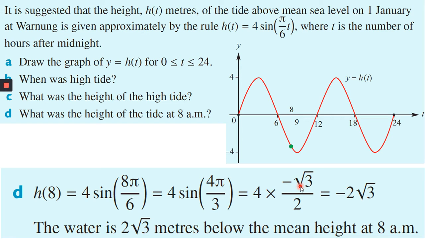So if you do it in the first quadrant, I think it's going to be positive, but of course, because it's in the second quadrant, we ended up with a negative there. So 4, we can see it down there. There you go. So root 3 on 2, 4 times root 3 on 2, 4 over 2 is 2, so it's -2 root 3. So the water is 2 root 3 meters below the mean height at 8 a.m. So it's roughly, I just did it on my calculator, 3.46. That's believable, isn't it? So I'm assuming I've got that answer correct.